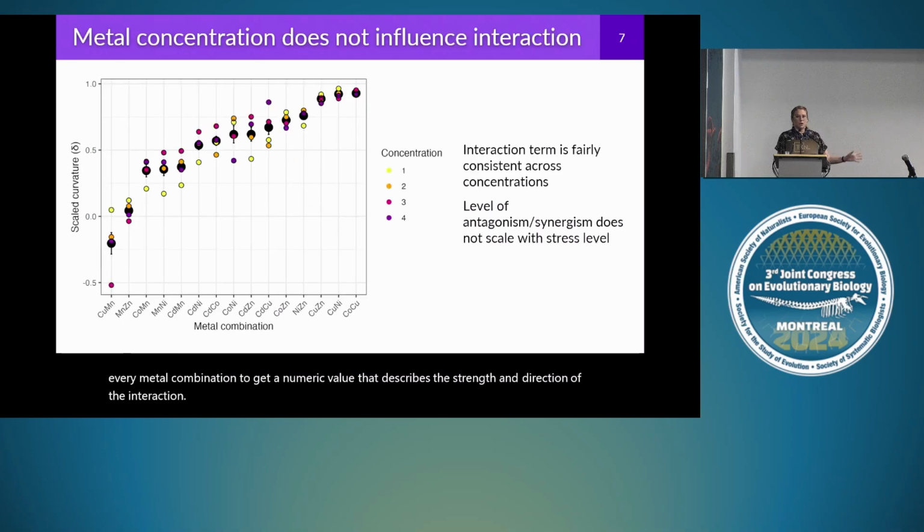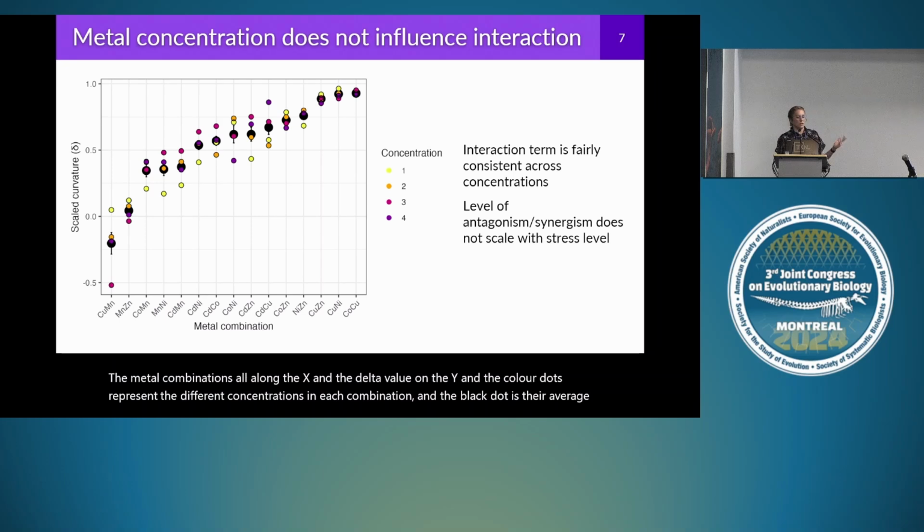And here I'm showing those delta values. So I have the metal combinations along the X and the delta value on the Y. And the colored dots represent the different concentrations in each combination, and the black dot is their average. So something that we didn't necessarily expect is that the interaction doesn't change very much with increasing levels of stress. So the colored dots are mostly clustered around the mean.